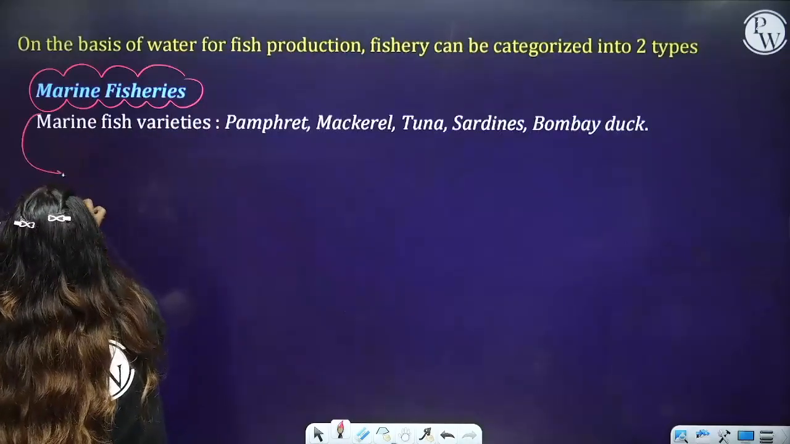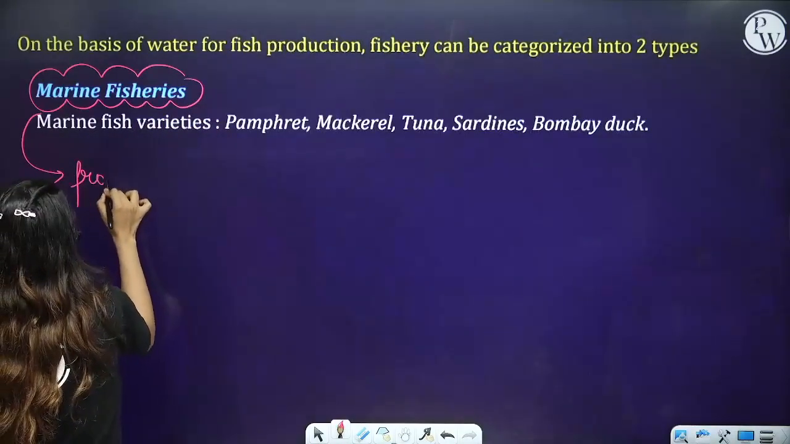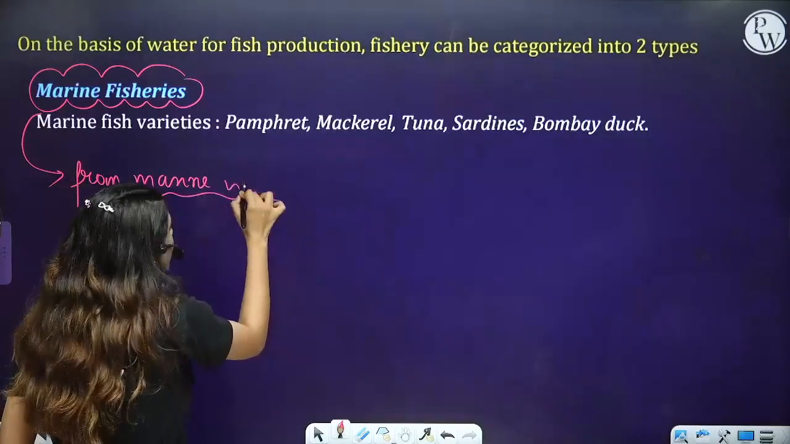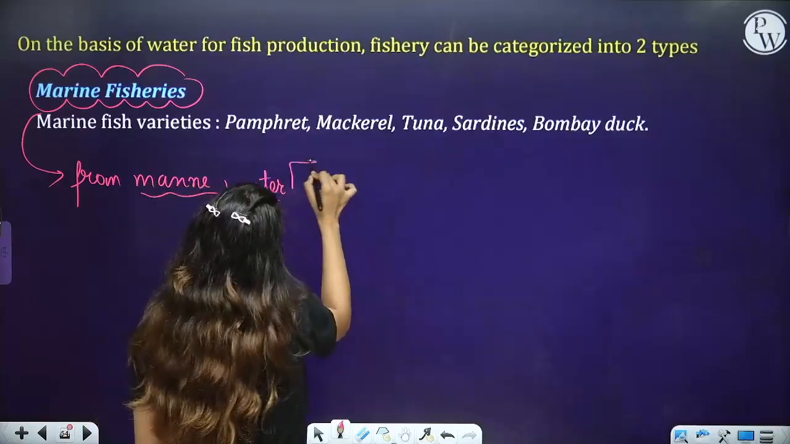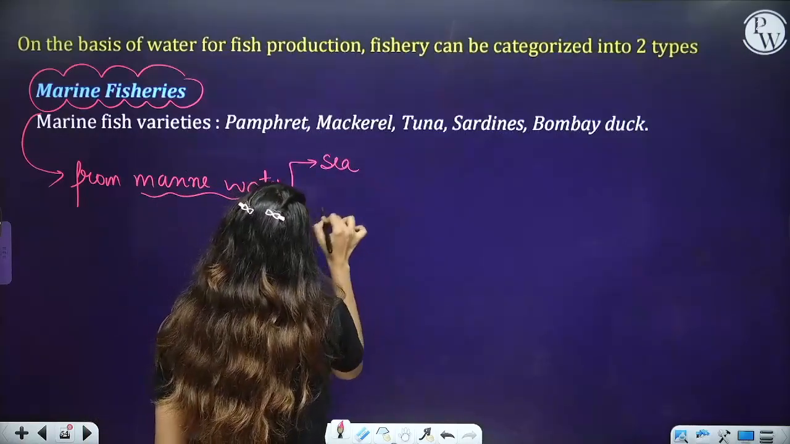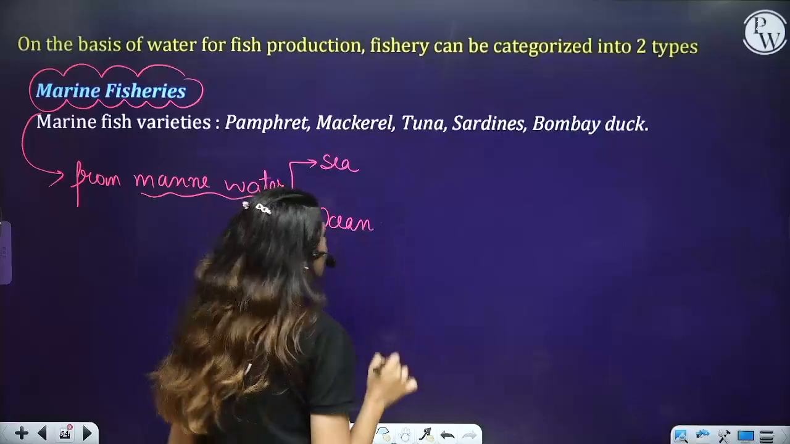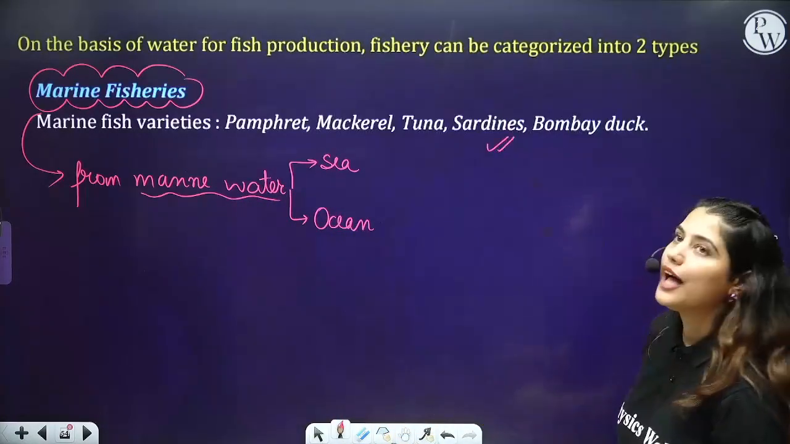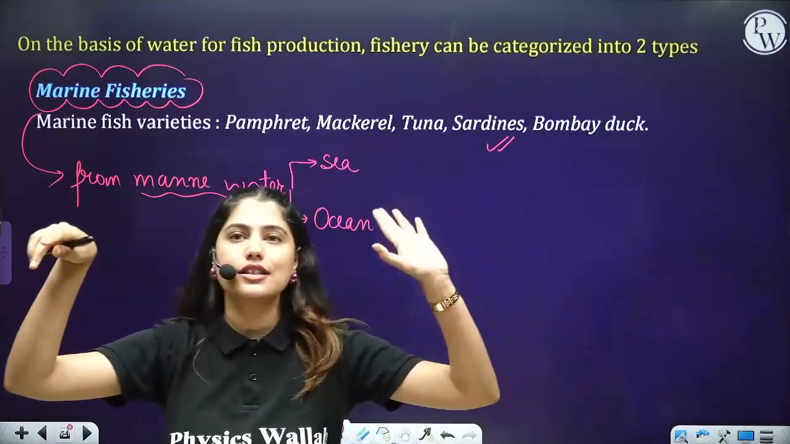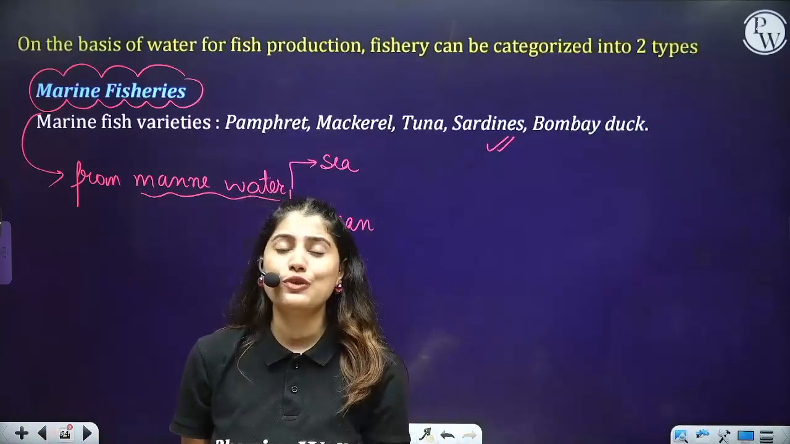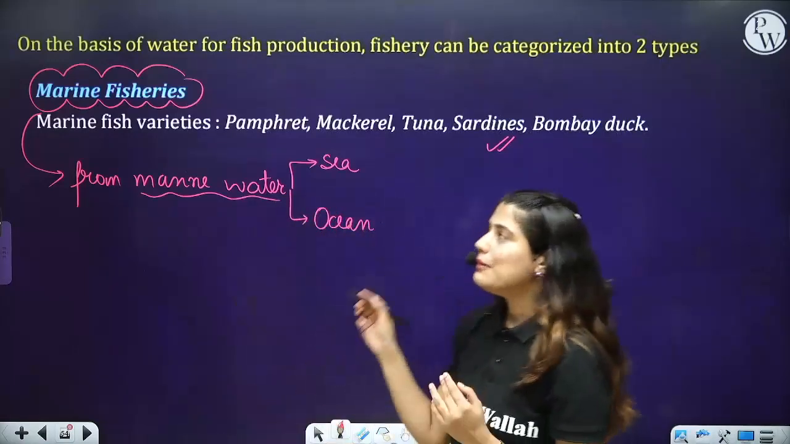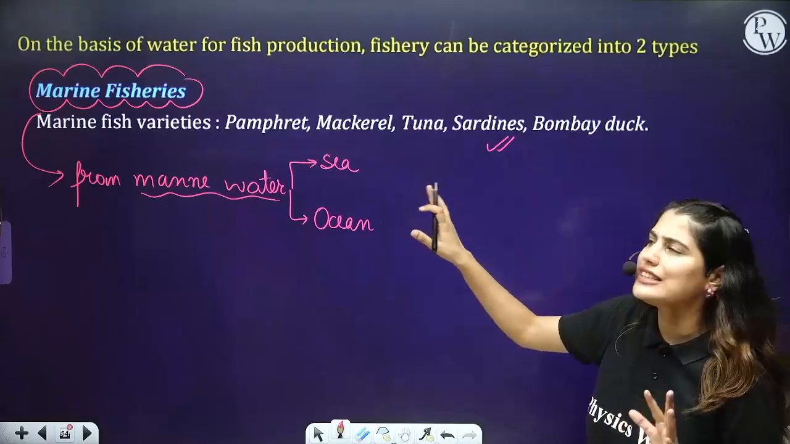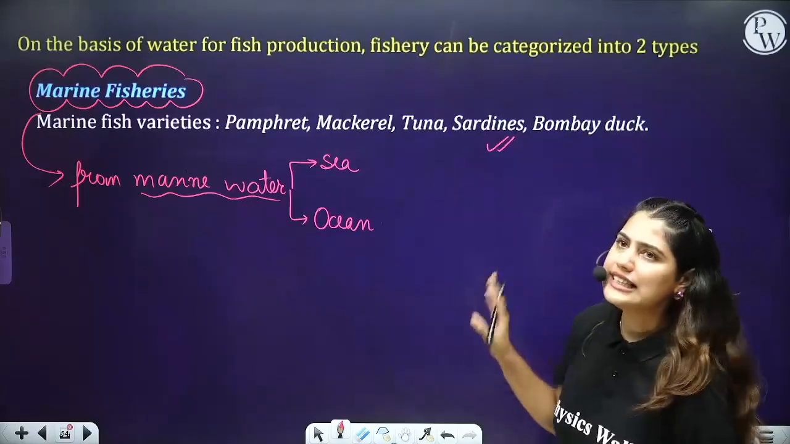Which we are catching from the marine water. Now you'll be like, ma'am, what is marine water? I have already told you. The marine water example can be the sea and the ocean. Some of the very famous marine fish varieties are mentioned here. They can be asked, write down or identify which ones are marine water fishes, right? So you must remember these fish names by heart. And yes, marine fishery is simply what we are doing in the sea and the ocean.